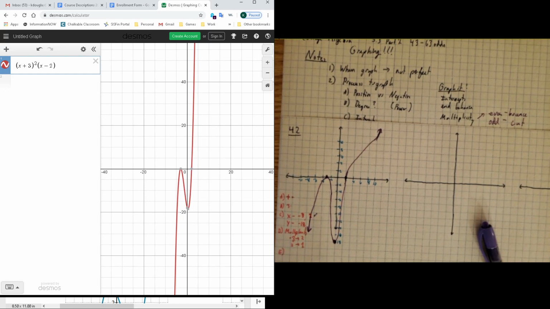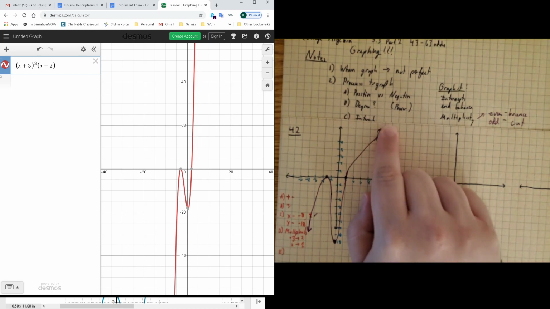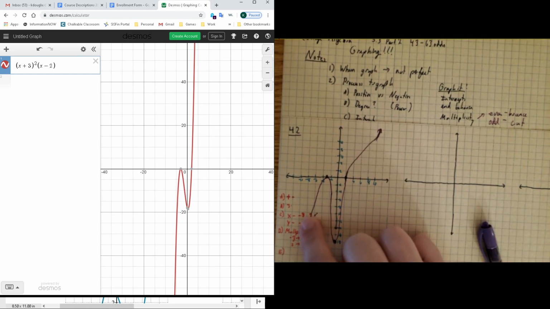Like, it ain't perfect, but it's definitely doing what it says. It is going up as we go farther to the right. It is going down as we go farther to the left. It does bounce off of negative 3, and it does cut through positive 2, and it does dip down all the way to the 18. That's pretty neat.